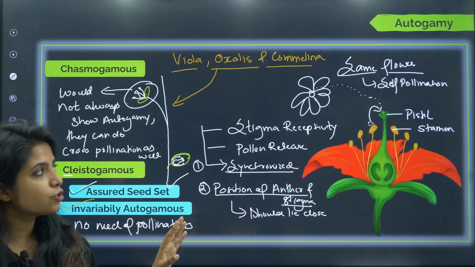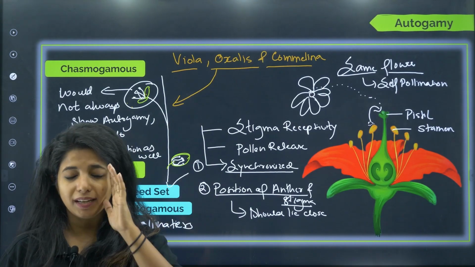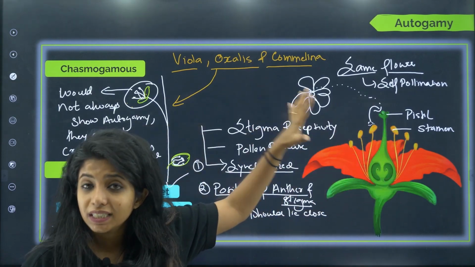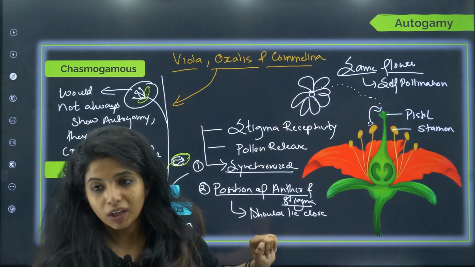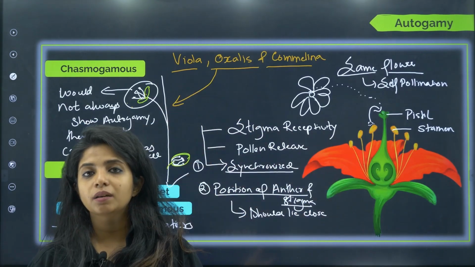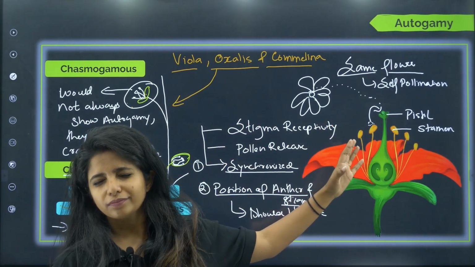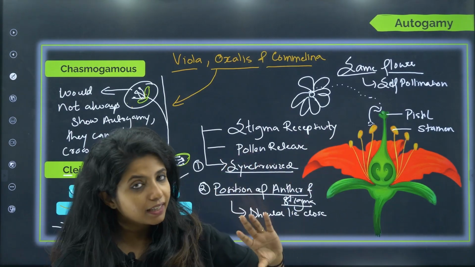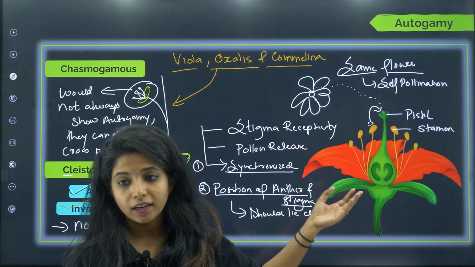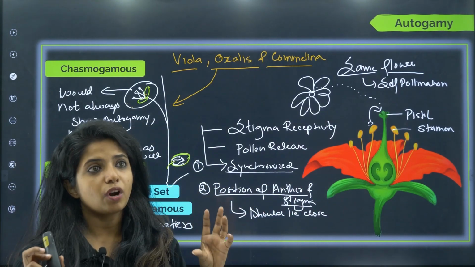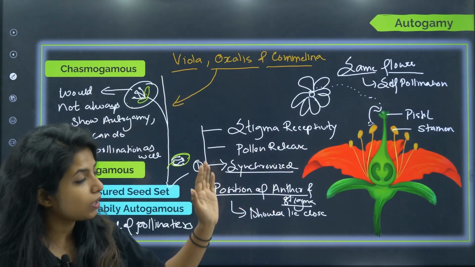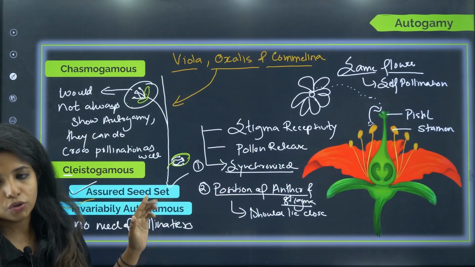So, if you talk about autogamy, children, it is always occurring in the same flower, between the pistil and the stamen of the same flower. This is known as autogamy. Now, if a flower is open, with exposed anthers, pistil and stamen, the other flowers can also do cross pollination. But when it is closed, the chances are nil that autogamy would not be happening. Autogamy would definitely happen over here.